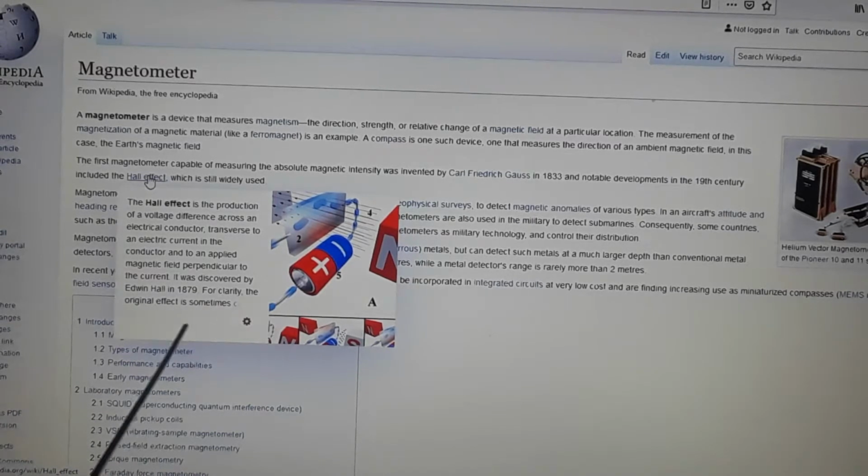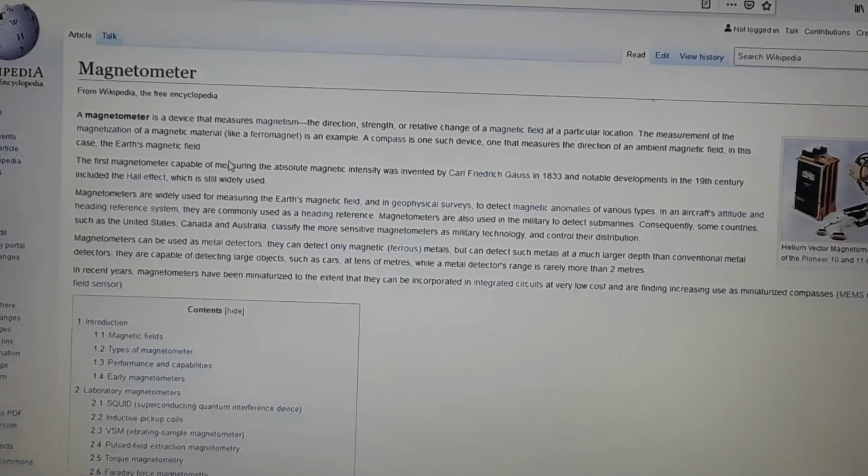For clarity, the original effect is sometimes blah, blah, blah. I'm not going into that. All right, that is the Hall effect.